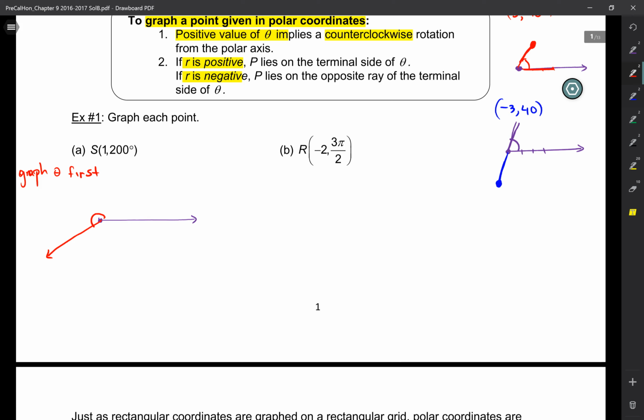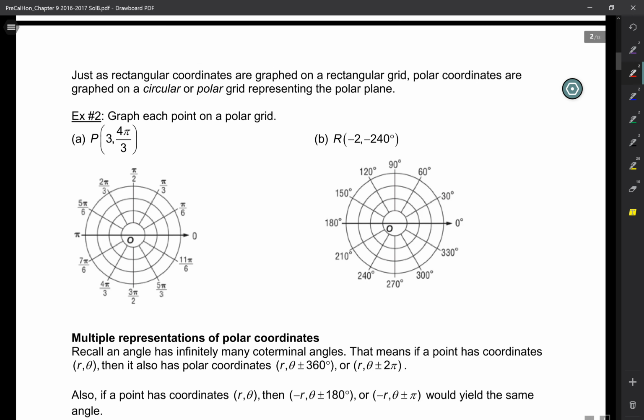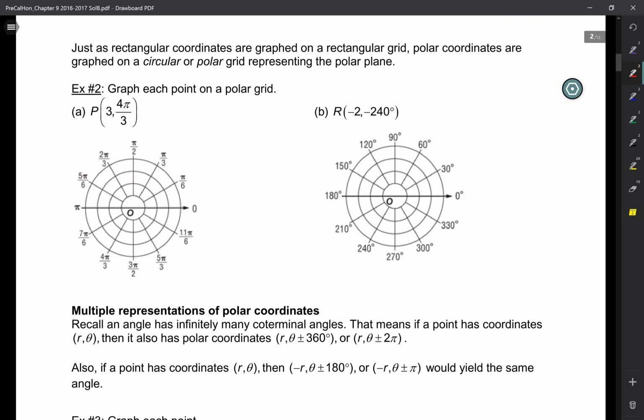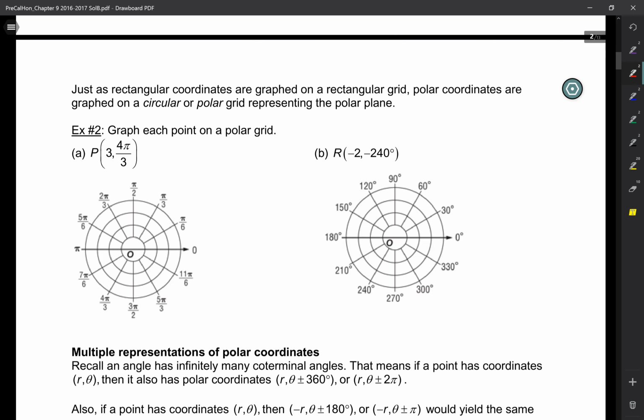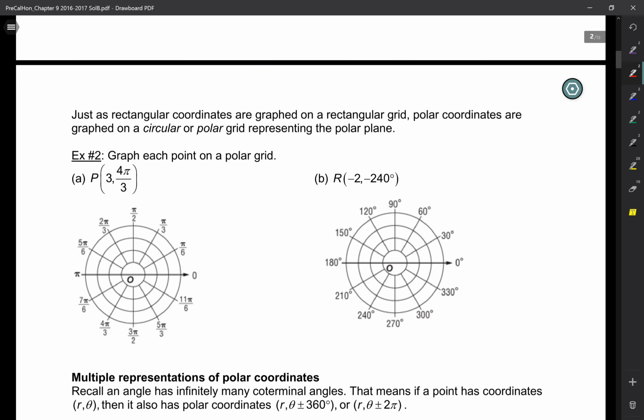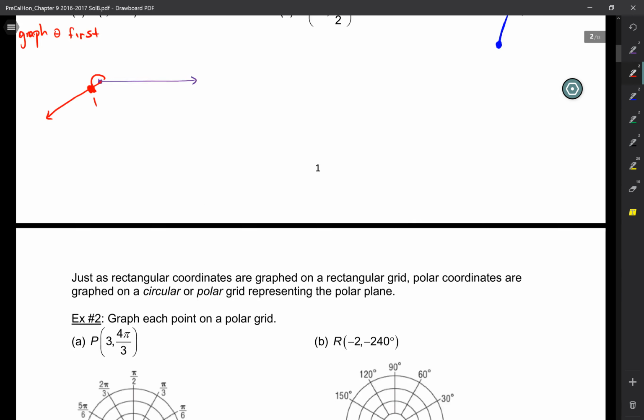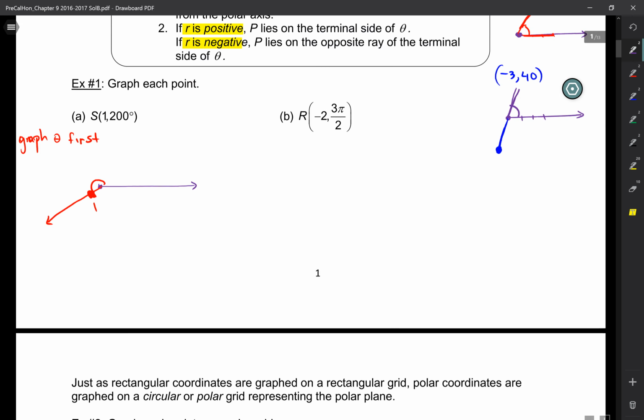And now, how much is my radius? 1. So here, I go 1 out on my terminal side. 1 unit out. Right there. So that's my point. Now, this is how the grids will look. I'm just doing one in general now, and then we'll do a couple more on these. Okay? All right. So take a look at this one.